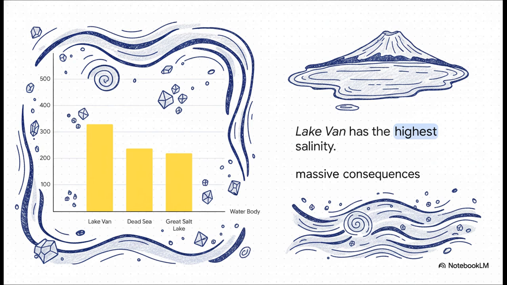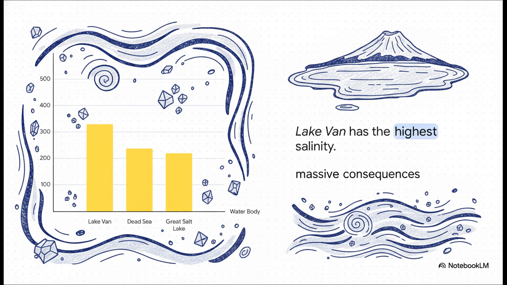To really put standard ocean salinity into perspective, look at the extremes found in landlocked bodies of water. The ocean is salty, sure, but Lake Van in Turkey sits at an astonishing 330 parts per thousand. The Dead Sea follows closely behind at 238 parts per thousand, and the Great Salt Lake at 220. These hypersaline environments are dense, thick, and radically different from the standard open ocean.